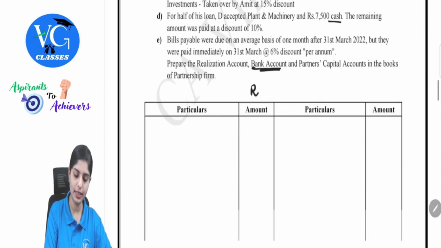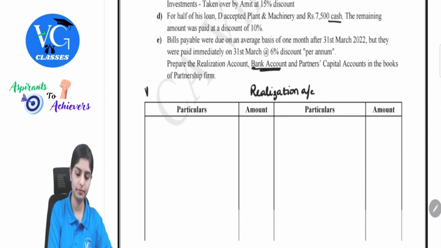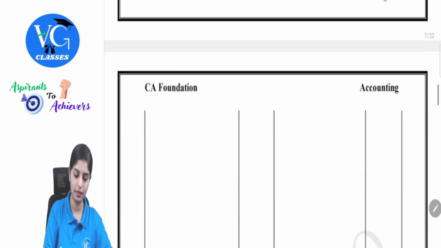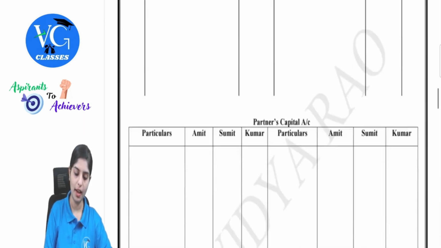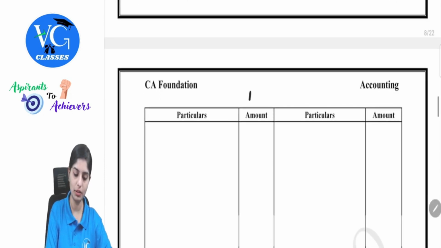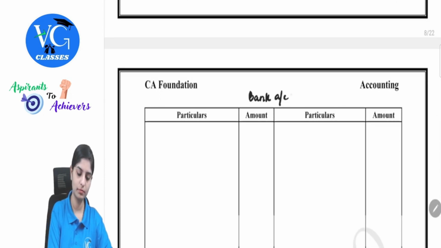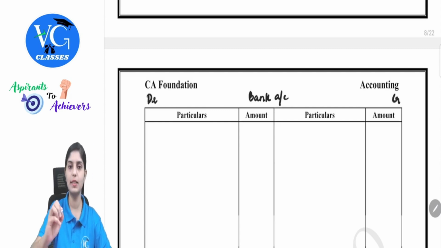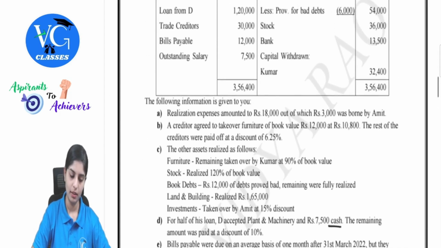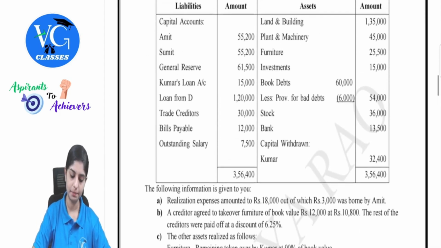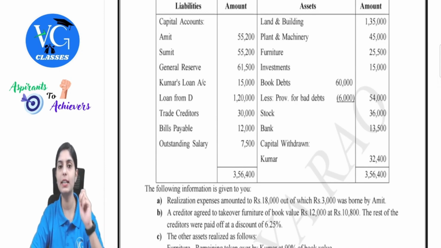So they're asking us realization account, debit, credit, partners' capital. There are three partners, Amit, Sumit, and Kumar. And then there is the bank account. This is normal dissolution. Still, we have not come across an insolvency question. Yes. So these will be the main necessary ledgers. Depending upon what details are available in the question, we can make working notes.